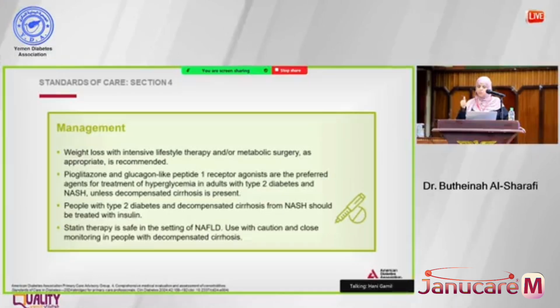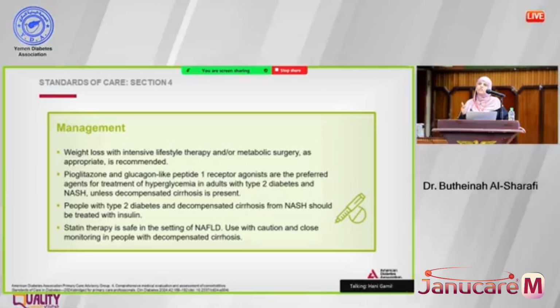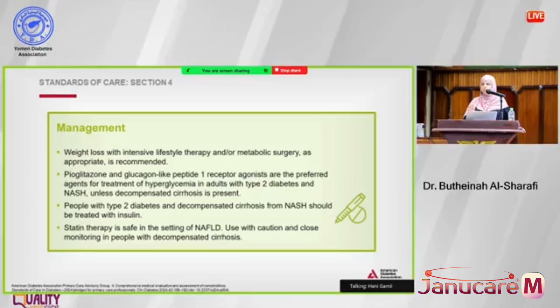Weight loss is the most important, with intensive lifestyle. Also, thiazolidinediones, pioglitazone, is very good in reducing the fatty liver. And also GLP-1 agonists. They advise to use these if you have fatty liver. There are also studies that have shown that SGLT2 inhibitors lower the liver enzymes in patients with fatty liver, but it's not added to the guidelines yet.